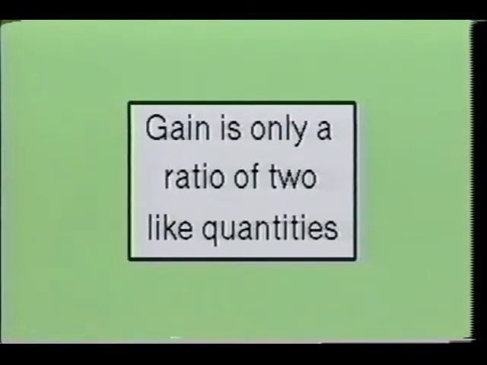Because gain is only a ratio of two like quantities, it has no absolute unit of measurement. The decibel is the relative unit used, indicating the relative differences in the two electrical measurements.